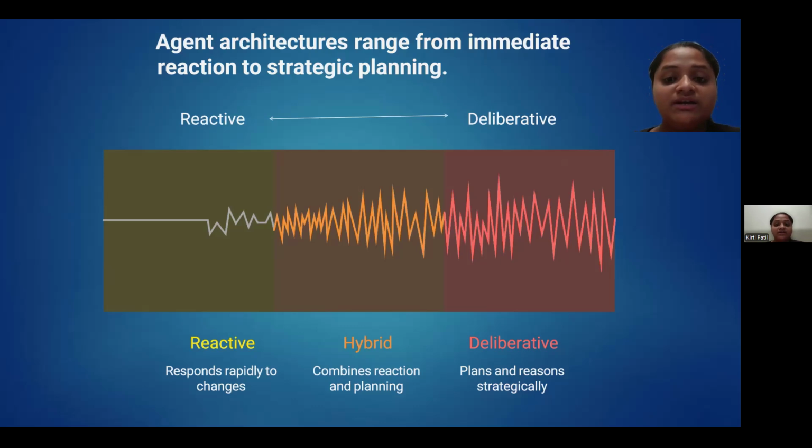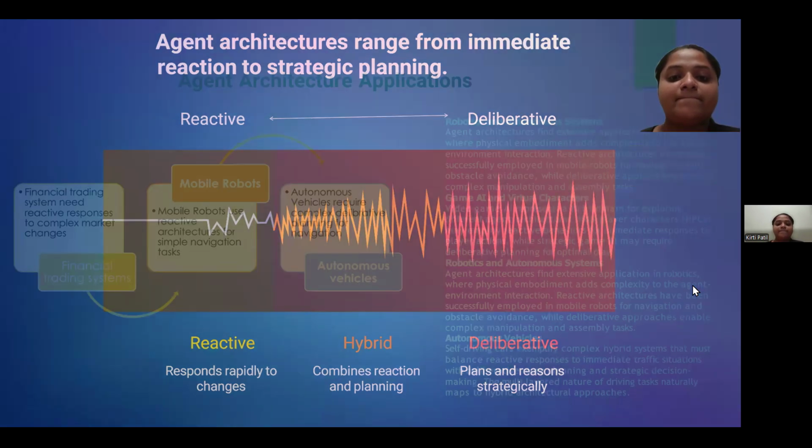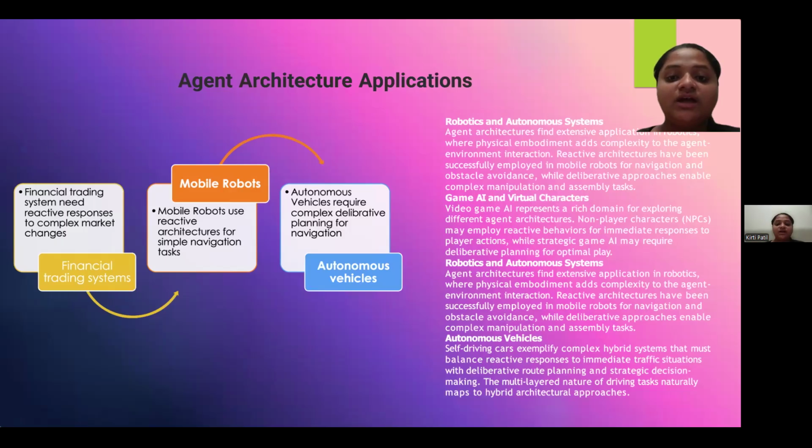Hybrid approaches integrate the virtues of both, for example, combining rapid obstacle avoidance with planning in robotics. The applications of agent architectures are robotics and autonomous systems, game AI and virtual characters, and self-driving autonomous vehicles.